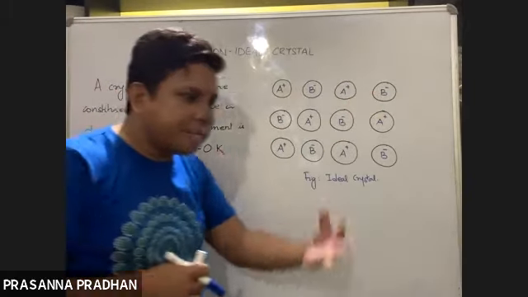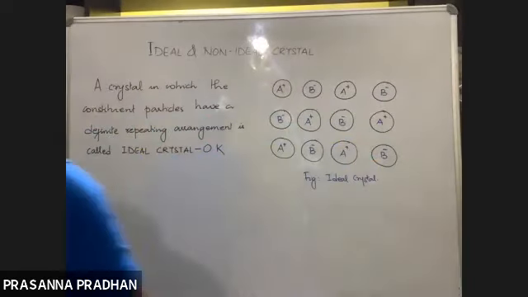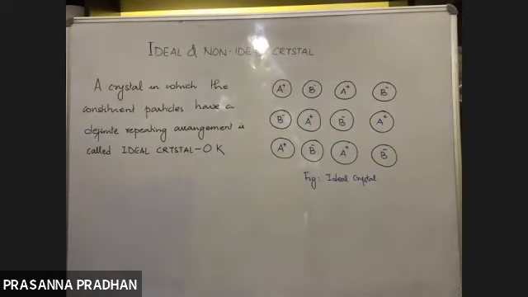Again, at other temperatures, some particles may be missing. Okay. So that gives rise to defect in a crystalline. Okay. So imperfections or defects in a crystal is the departure of the constituent particles. Okay, here लिख लो.